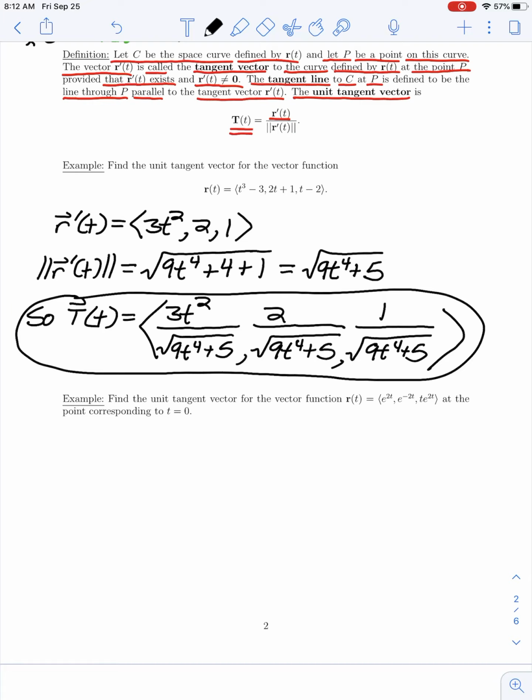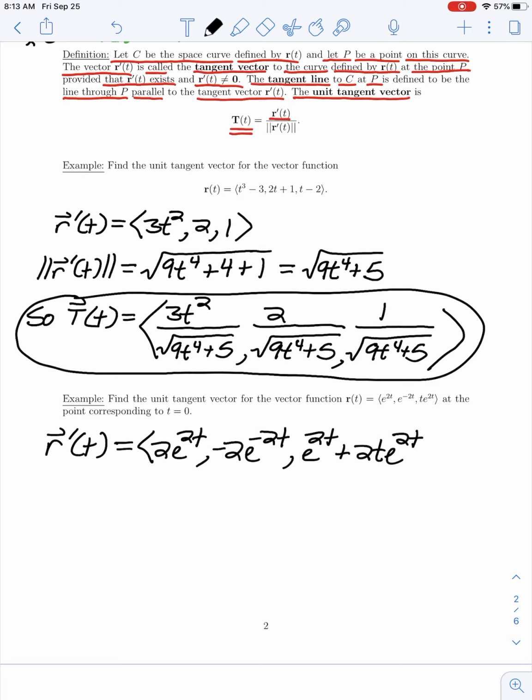So let's start by finding a tangent vector to our curve in general, that is r prime of t. So for our first component, differentiating using the chain rule gives us 2e to the 2t. The derivative of our second component by the chain rule would be negative 2e to the negative 2t. And the derivative of our third component requires the product and the chain rule. So we would have 1 times e to the 2t plus 2 times t, e to the 2t.